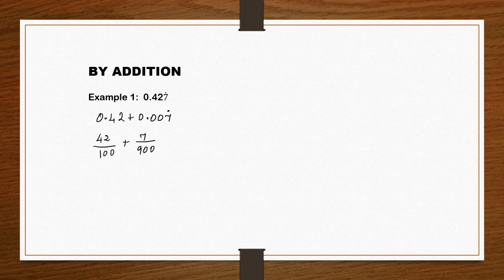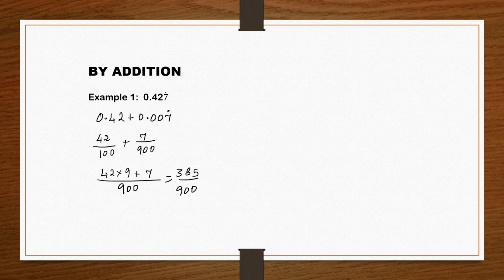The conversion can also be achieved by using addition. Consider the same example, 0.427 recurring. Split the decimal into non-recurring part and recurring part: 0.42 plus 0.007 recurring. Convert to fractions: 42 over 100 plus 7 over 900. Take the LCM. 900 is the LCM. 42 times 9 plus 7 is equal to 385 over 900.